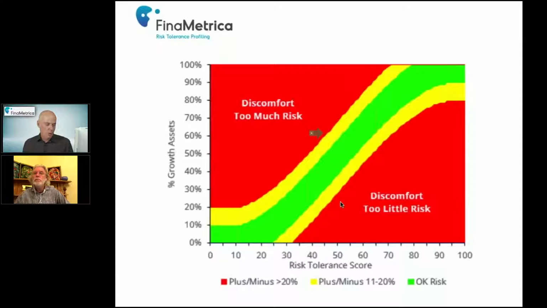But Paul, this band here of the yellow and green, that's actually telling us that there's a range of acceptable outcomes here. It's not necessarily that a risk score of X ties you to a specific portfolio of Y. It might mean that you're open to portfolios ranging from C to F, for example.